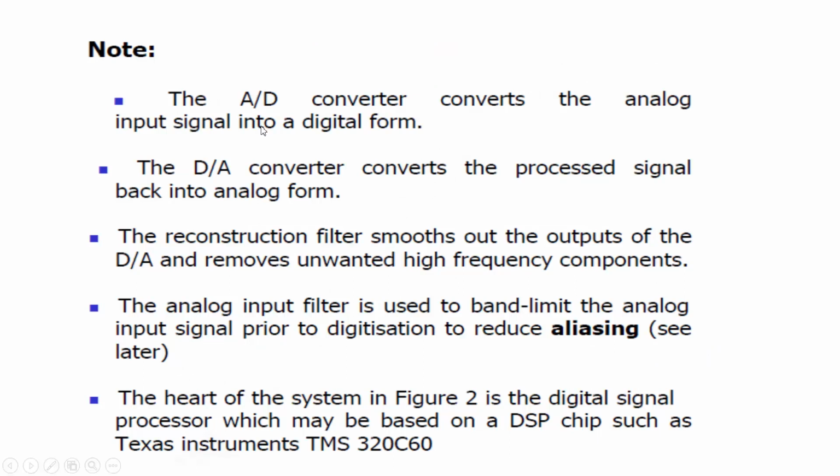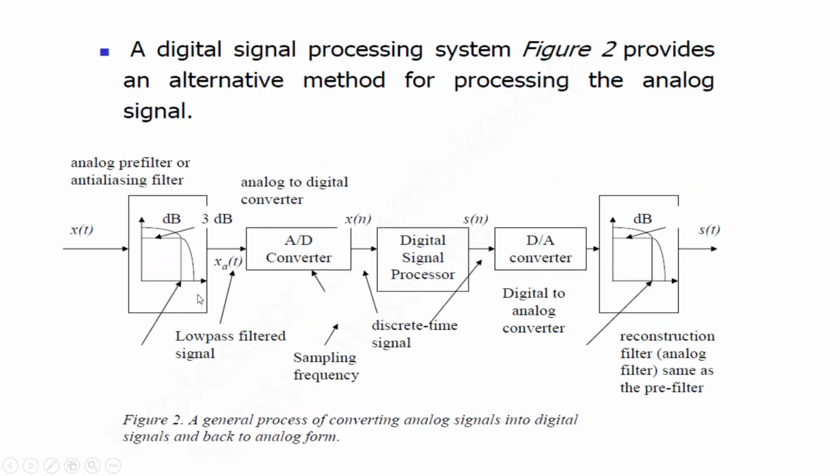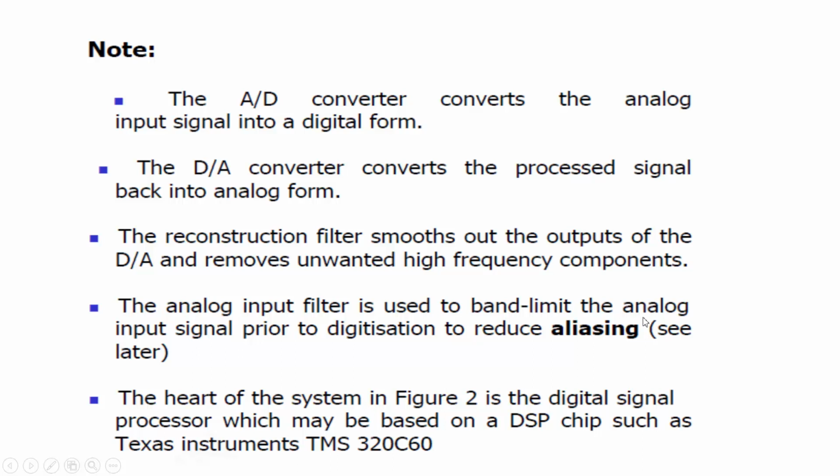The same is written here in this slide. The A to D converter converts the analog input signal into a digital form. The D to A converter converts the signal back into the analog form. The reconstruction filter smooths out the outputs of the D to A converter and removes unwanted high frequency components. The analog filter at the start is used to band limit the analog input signal prior to digitization. This filter is used to avoid the effect of aliasing, as stated by the sampling theorem. We will also discuss aliasing in detail in the coming slides.